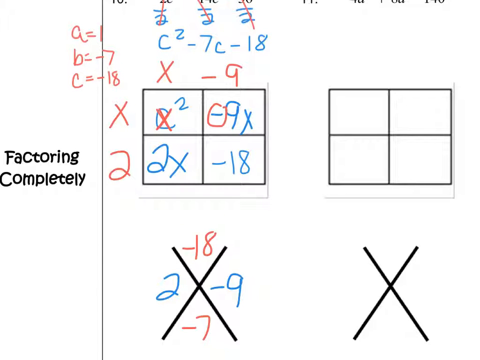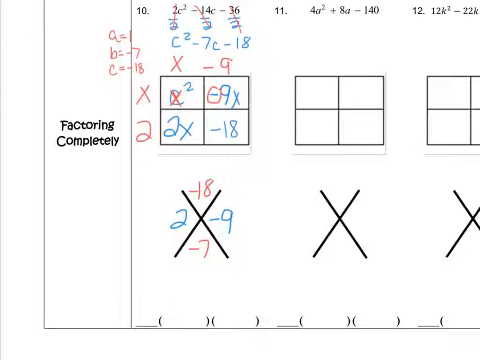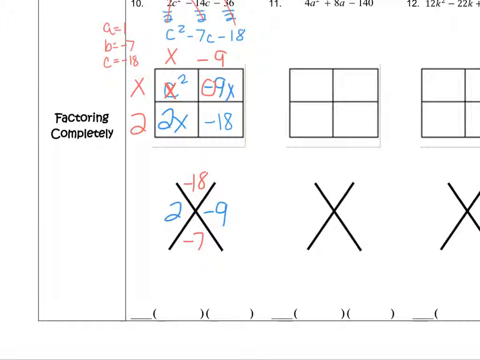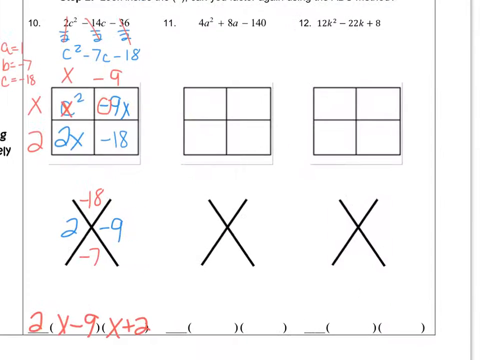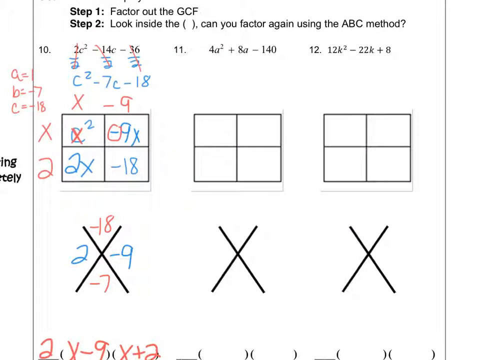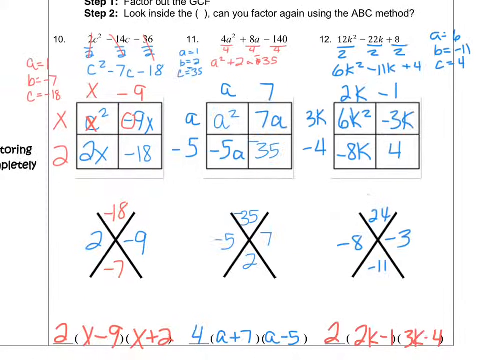So now let's go down lower and write our whole answer. We initially factored out a 2, and then our terms are x minus 9 and x plus 2. And that's our answer. Okay, so go ahead and do number 11 and number 12 on your own, remembering you'll have to take out a greatest common factor before you begin the box method, and then turn the video back on to check your answers.